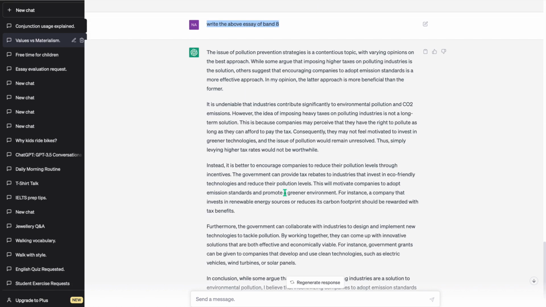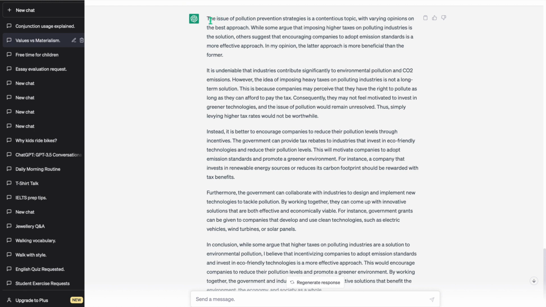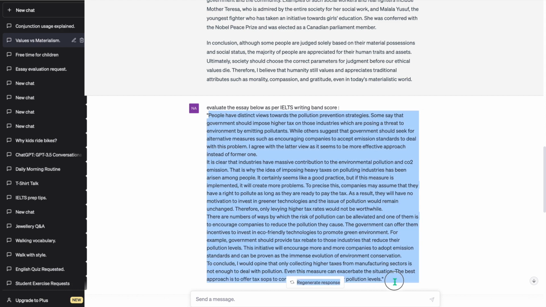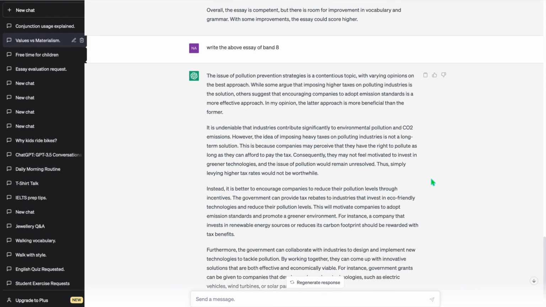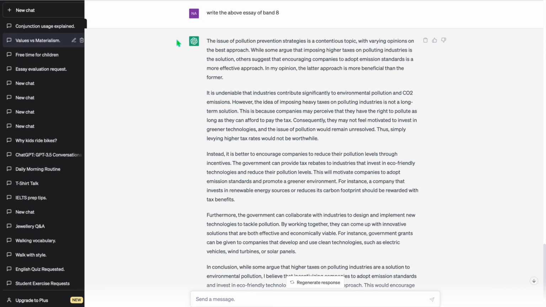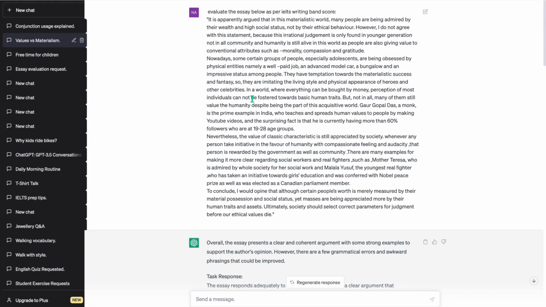Okay, so see, it has given us the band 8 essay, the issue of pollution prevention strategies. So see, I'm not going to read the whole essay because it just takes time. So we can easily compare what we have written with what it has given us as a suggestion. Okay, so likewise you can improve your IELTS essay.